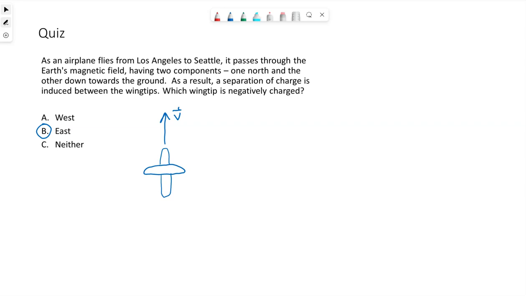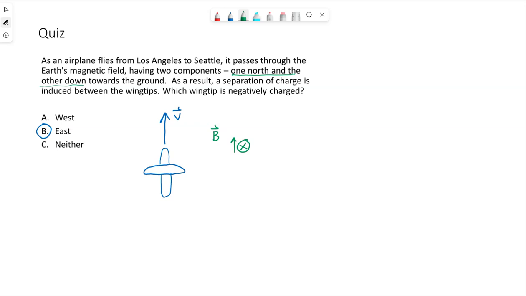So the airplane, of course, is made out of a nice, beautiful conductor. So we have a conductor moving through a magnetic field. Now, this question is telling us that the magnetic field has two components. Our magnetic field in this region has a component that points north, the direction the airplane is headed in, and it has a component that points down towards the ground.